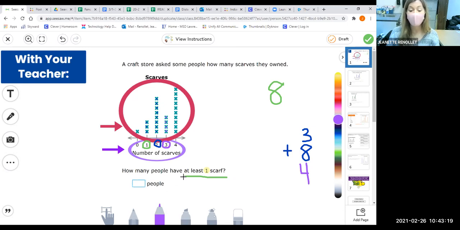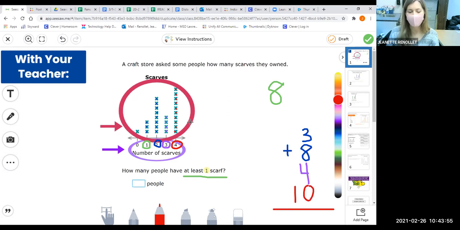Our question says how many people have at least 1? So some people have 4 scarves. Let's count them. How many people have 4 scarves? Look at your data. Maberly, go ahead. Great job. Let's check. 1, 2, 3, 4, 5, 6, 7, 8, 9, 10. Oh, I'm glad we checked. So plus 10 more.